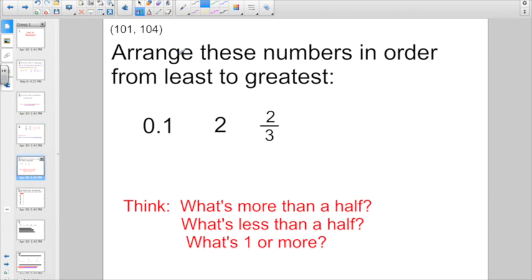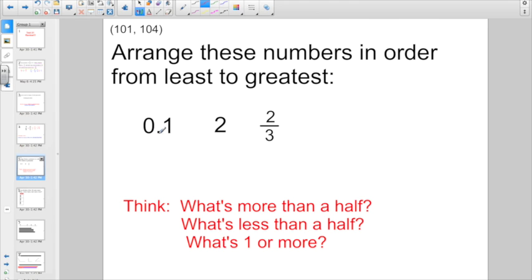Check out this one. Arrange these numbers in order from least to greatest. And the secret of being successful here is think. What's more than a half? What's less than a half? What's 1 whole or greater?